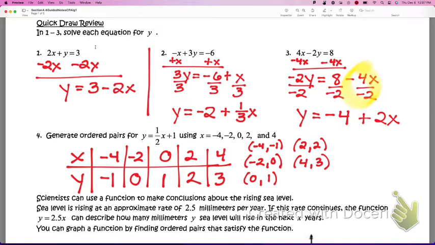All right, we got all of our input outputs, and then we generated ordered pairs from those input outputs. Okay. You guys did that back in 4-2.